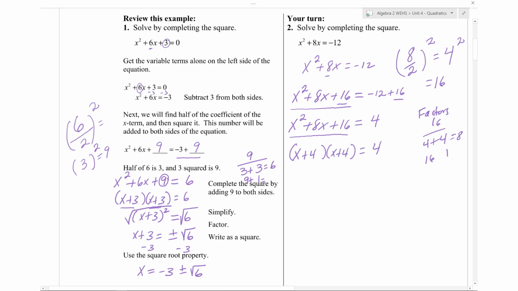If you wanted to check if this is correct, all you would have to do is multiply x plus 4 times x plus 4. So now we're going to rewrite this, and we have x plus 4 to the second power is equal to 4.